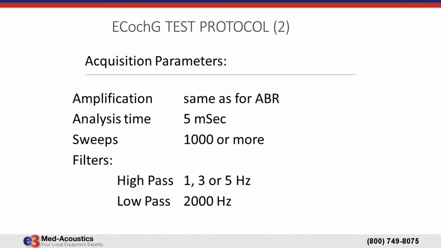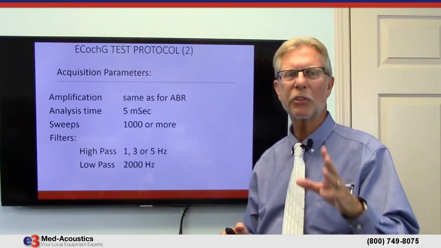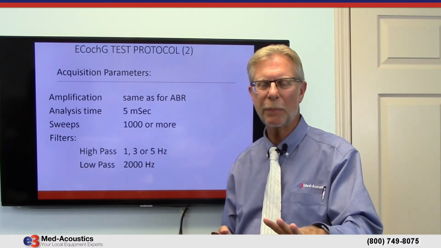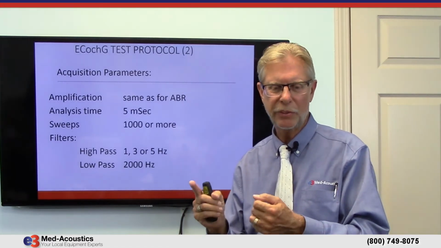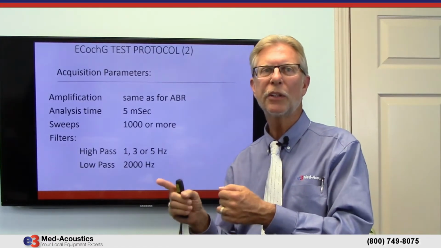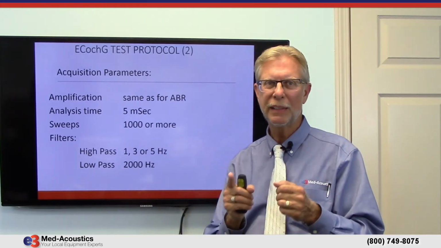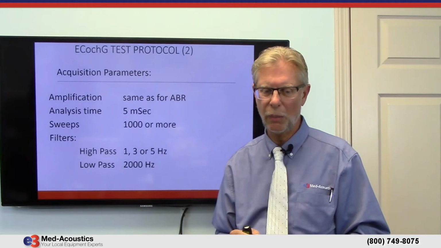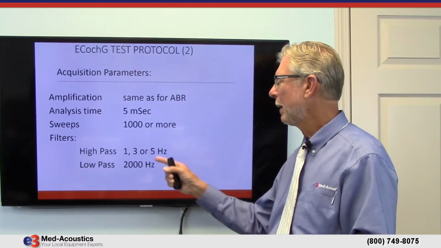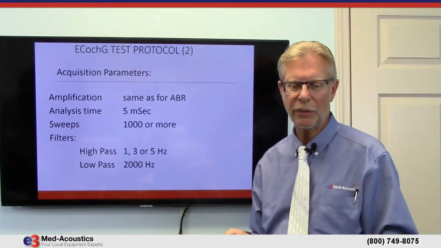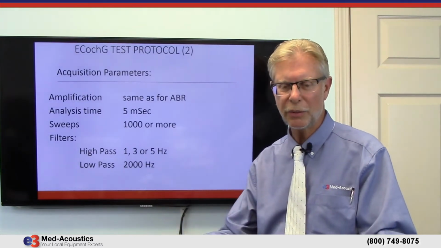And as far as my digital filter settings, the high pass or the low end of the band pass is either 1 hertz, 3 hertz, or 5 hertz. That's very important because you will not get a summing potential if you select something higher. Some equipment is automatically 10 hertz or even 30 hertz. Well, that's a mistake. It needs to be as low as you can go. As far as the low pass filter or the high end of the band pass, we typically start around 2,000 hertz. So the band pass is from 1 hertz to 2,000 hertz.